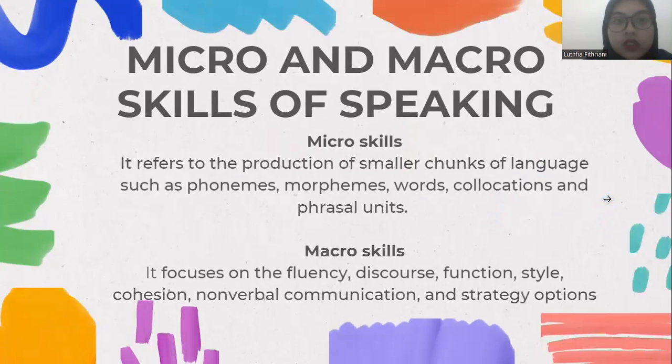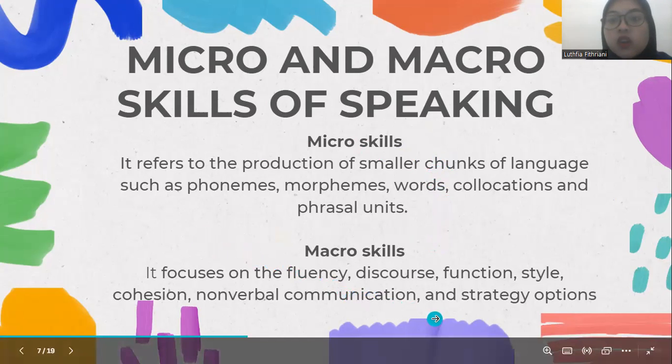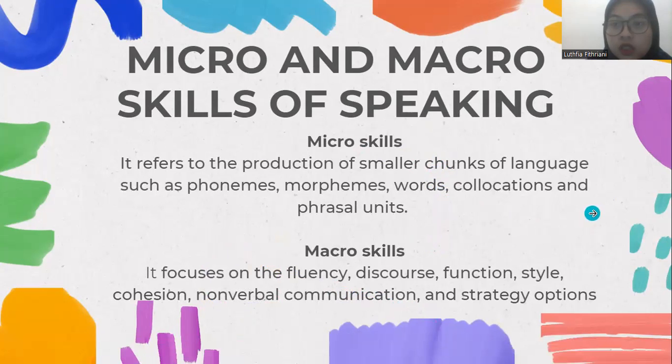Now we will move to the micro and macro skills of speaking. Do you know what is the difference? Micro skills of speaking refer to the production of smaller chunks of language such as phonemes, morphemes, words, collocation, and phrasal unit. On the other hand, macro skills of speaking focus on fluency, discourse, function, style, cohesion, nonverbal communication, and strategy option.